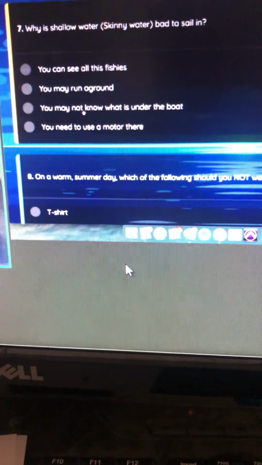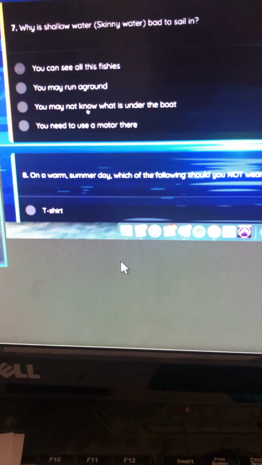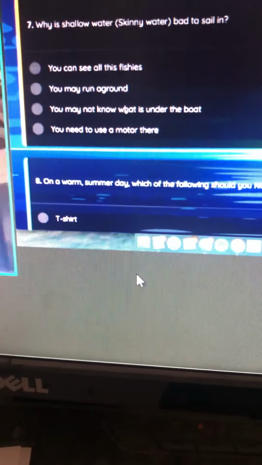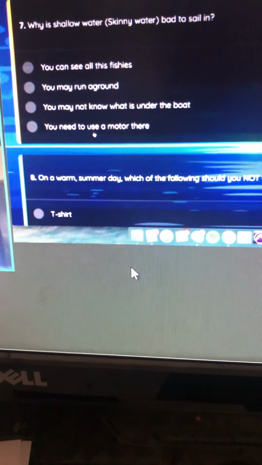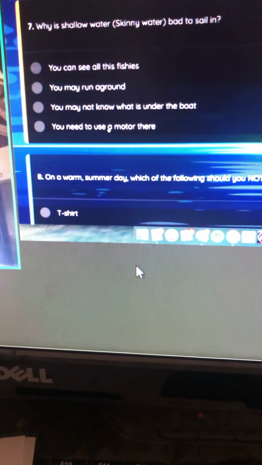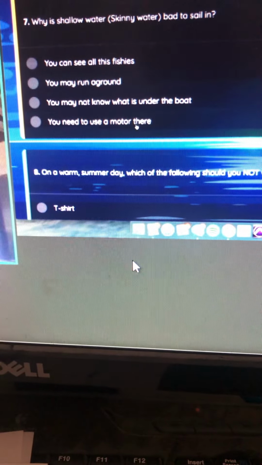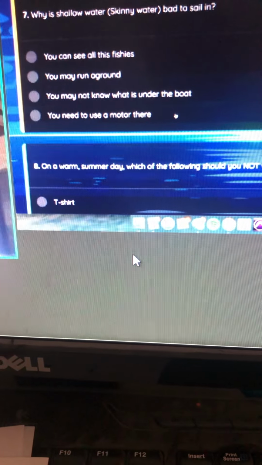You may not know what's under the boat. Same thing. If there's a rock formation there, or sand, or oyster beds, or whatever it may be, you don't necessarily know what's under the boat, and you need to use a motor there. You don't technically need to use a motor in shallow water. If possible, sail out of there, but if it does endanger you, the boat, or any marine wildlife, go ahead and drop a motor, if you have one, and get on out of there.